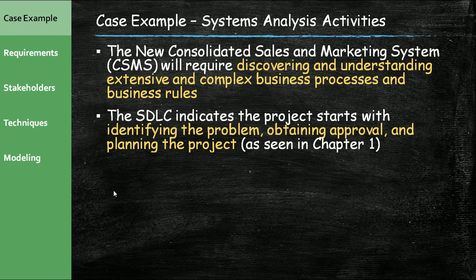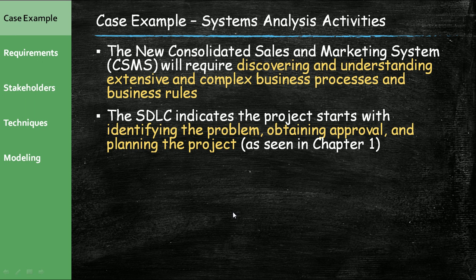So the SDLC indicates that the project starts with identifying the problem, obtaining approval, and planning the project. So we're kind of assuming here that we've already done that. In a more traditional systems analysis and design course, like a structured systems analysis and design course, your whole first 2 or 3 units would probably be all about identifying the problem, obtaining approval, and planning the project. Here at Drexel, in this course, we have to focus on that object-oriented systems analysis and design process. In other courses, we'll talk about planning the project and some of that more high-level business stuff that we talked a little bit about in Chapter 1.